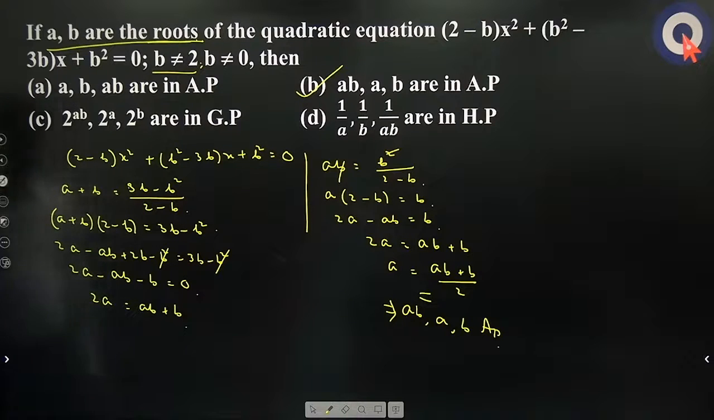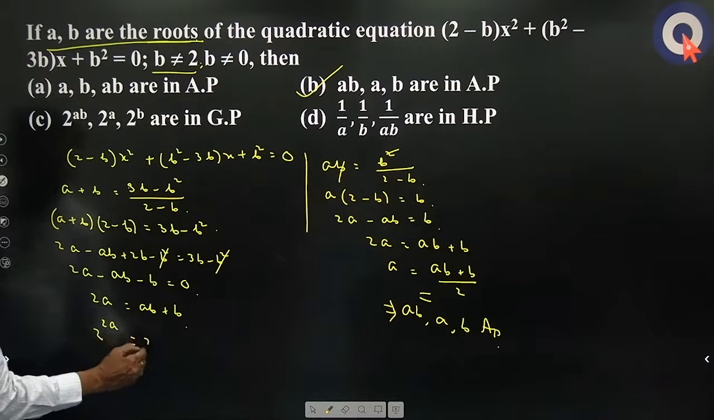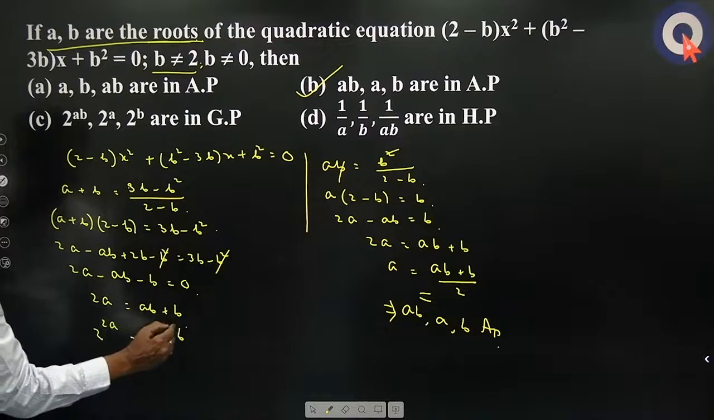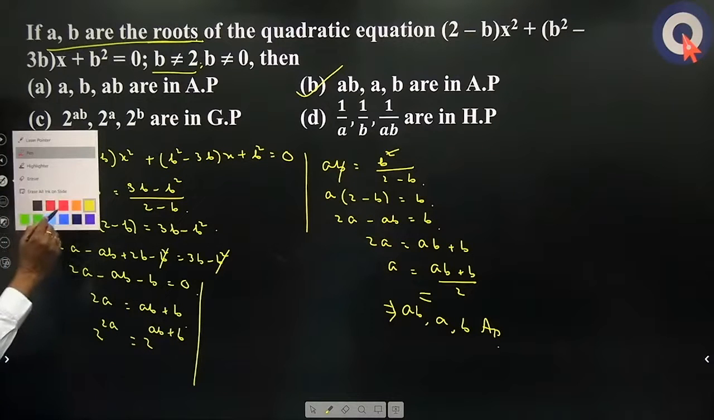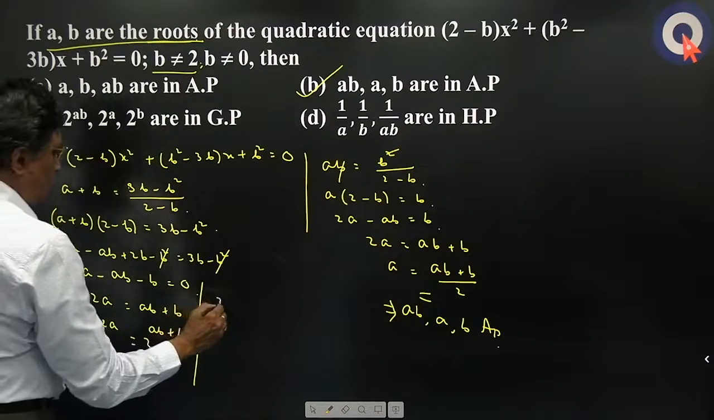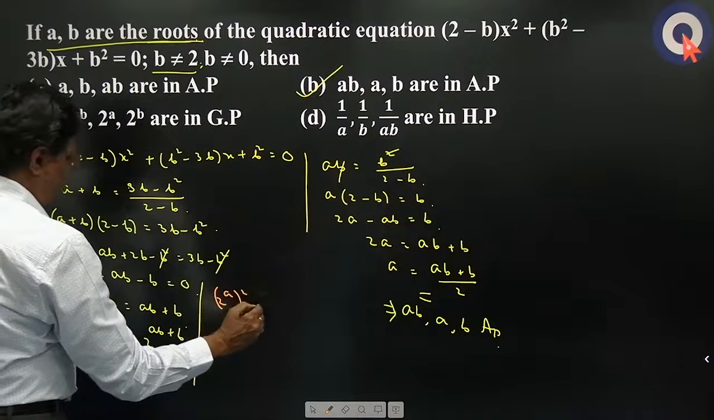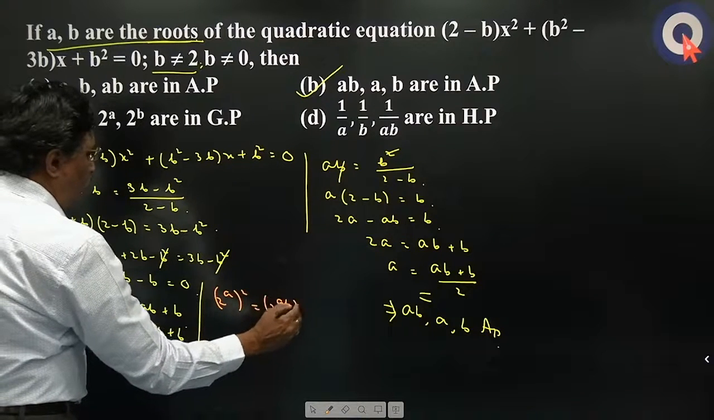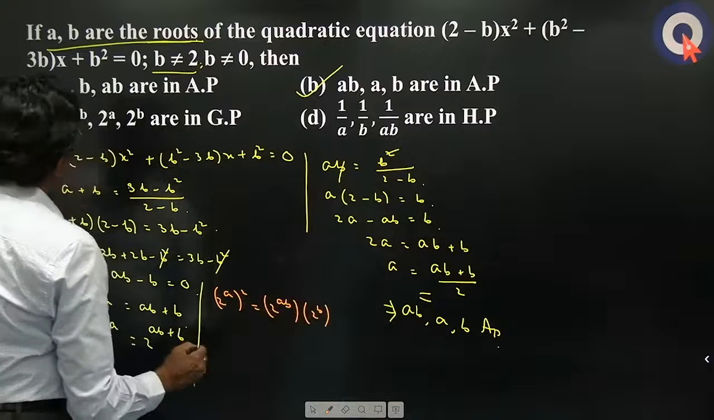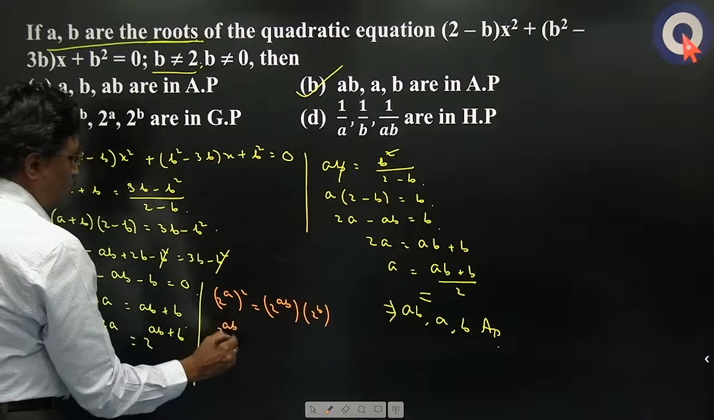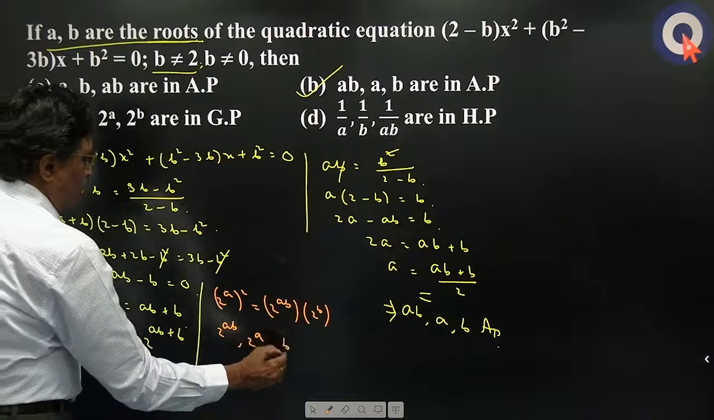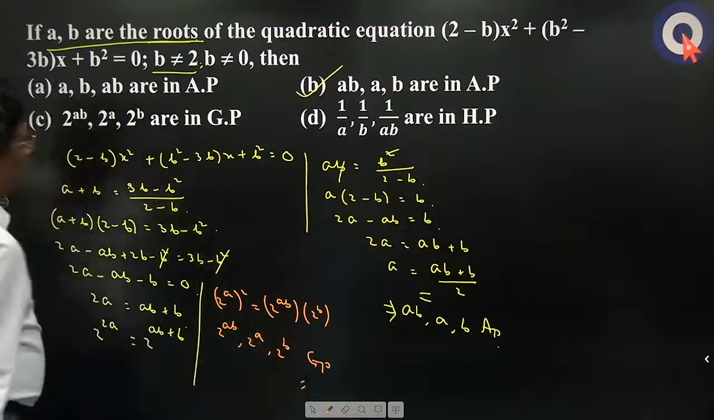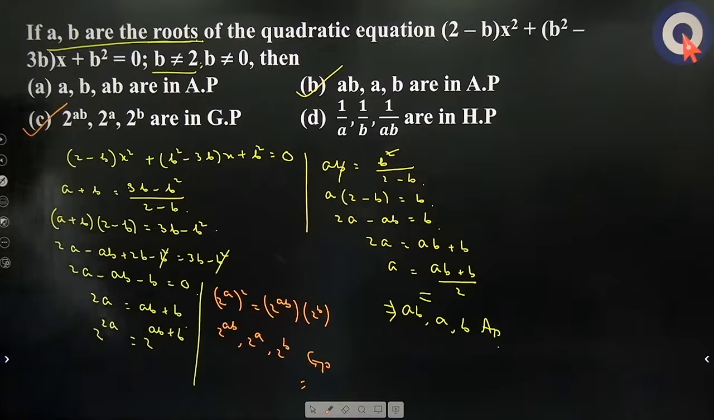So if I raise this to the power 2, 2 power 2a is equal to 2 power ab plus b. So which I can write as 2 power a whole square is equal to 2 power ab into 2 power b. This says that 2 power ab, 2 power a and 2 power b, they form a GP. So this is correct.